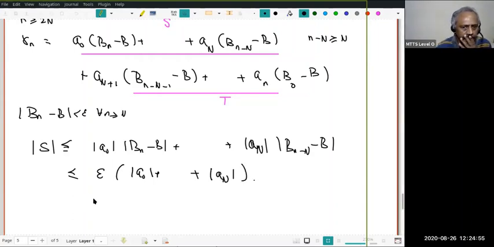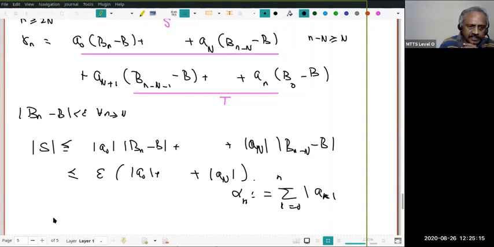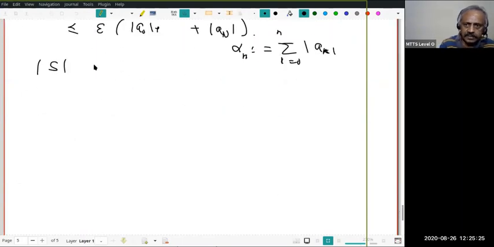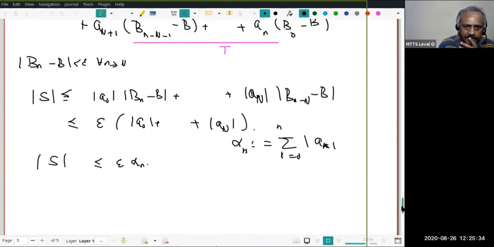Let us look at alpha_n to be the partial sum of the series mod a_k, k equal to 0 to n. That is what I call alpha_n. Therefore, the estimate for S, when I break at the Nth term, to be very precise I should write S with suffix N, T with suffix N, but I am not doing it. This is less than or equal to epsilon times alpha_N. You understood this?